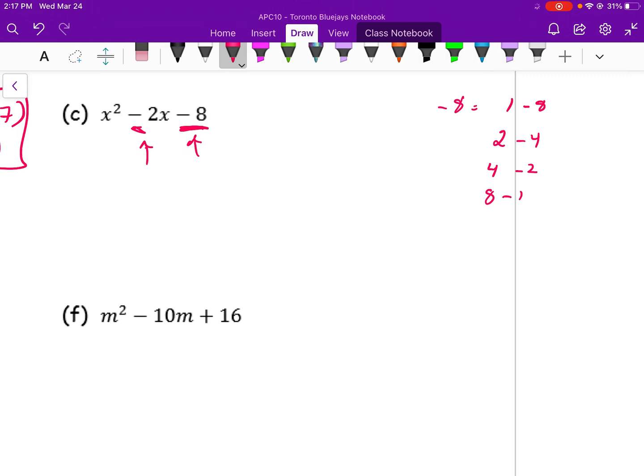Then I'm going to switch the negative. Negative 1 times 8, but that's already been included. Negative 2 times 4 has already been included. Negative 4 times 2 is also included. Negative 8 times 1. So tell me which combinations multiply to negative 8 but add to negative 2. That's the combination.